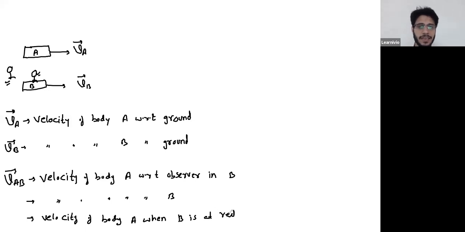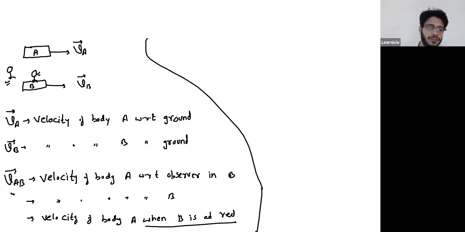I'm repeating it again. When B is at rest, it doesn't mean that your body comes to rest. It simply means that this velocity is with respect to an observer who is in body B. Body B is moving, but this velocity is with respect to an observer in body B, so that body B is at rest with respect to this observer. So these are the velocities.